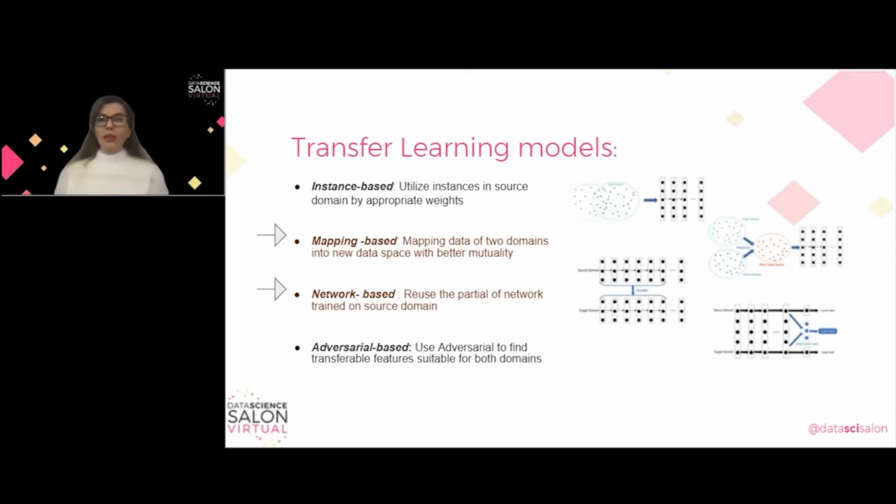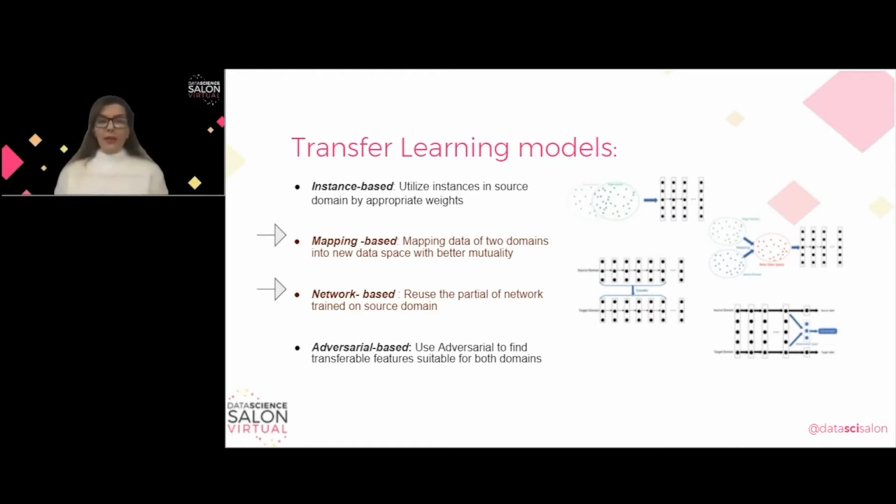The other one, which is pretty popular and is specifically used a lot when we are talking about deep learning, is network-based transfer learning, where we utilize a pre-trained network and transfer that pre-trained model into the target domain and try to retrain or fine-tune it on a new data set. That could be by either saving the weights and transferring those weights, or saving the whole architecture and transferring that to the target domain.